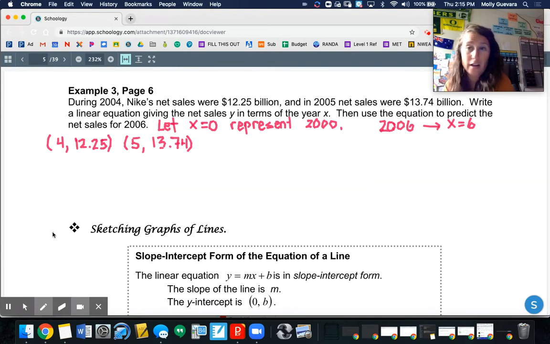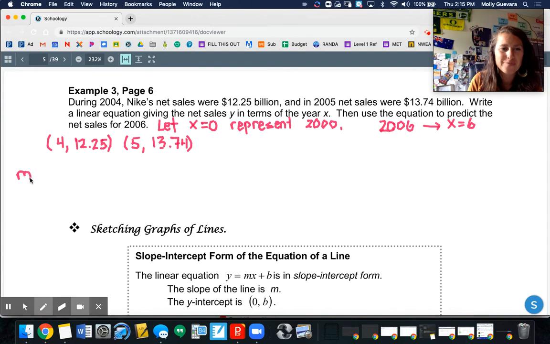So can I find slope? Yes. And once I know slope, can I write the equation? Also yes, right? So my slope, m equals 13.74 is my y2, minus 12.25 is my y1, 12.25, all over 5 minus 4, which is just 1.